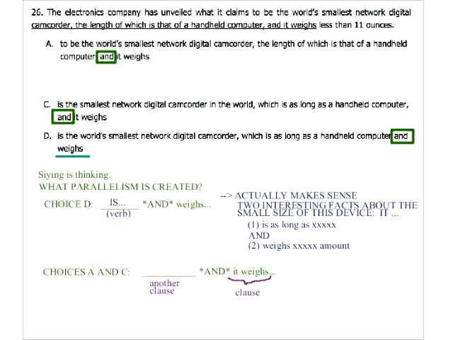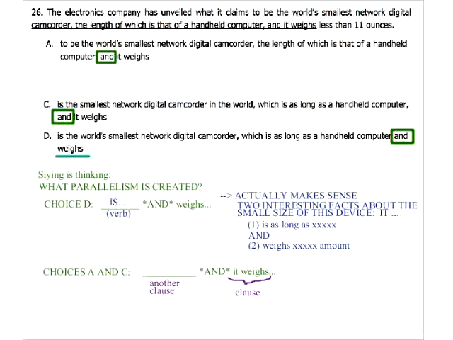Text box, chat box, whatever you want to call it. What's actually parallel to "it weighs" in choices A and C? Yeah, it's the main clause, right? It's "the electronics company has." Because everything else is modifiers, and you cannot put a modifier in parallel to a clause.